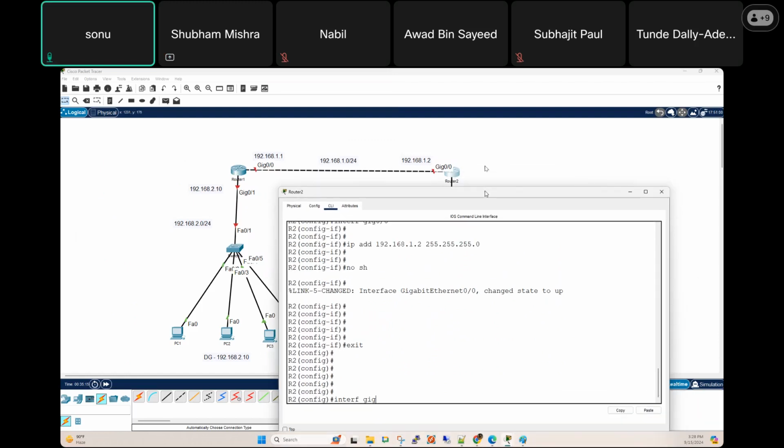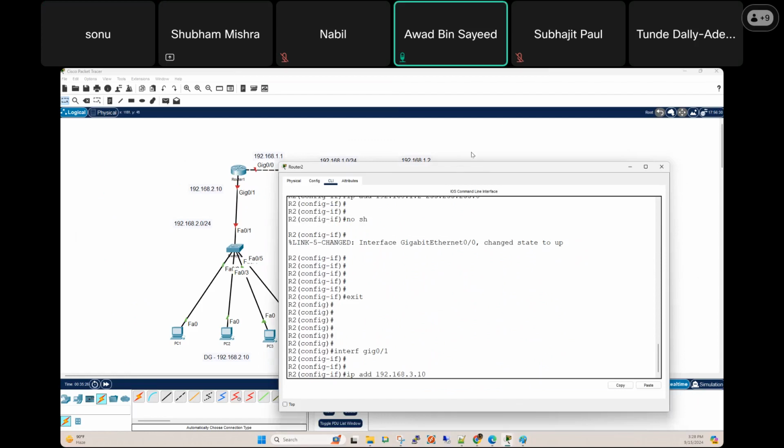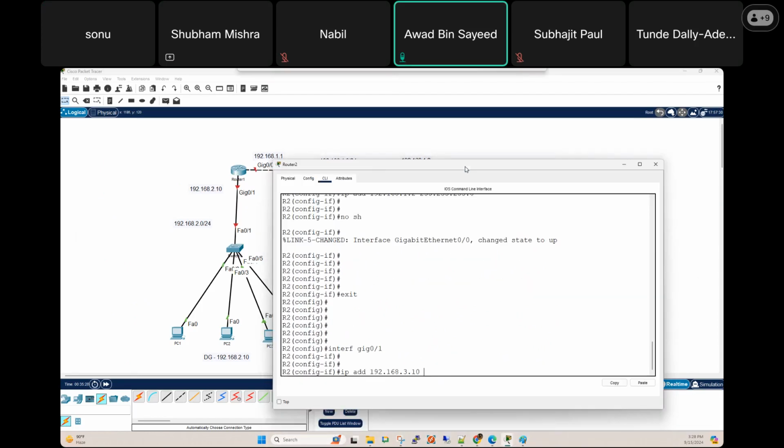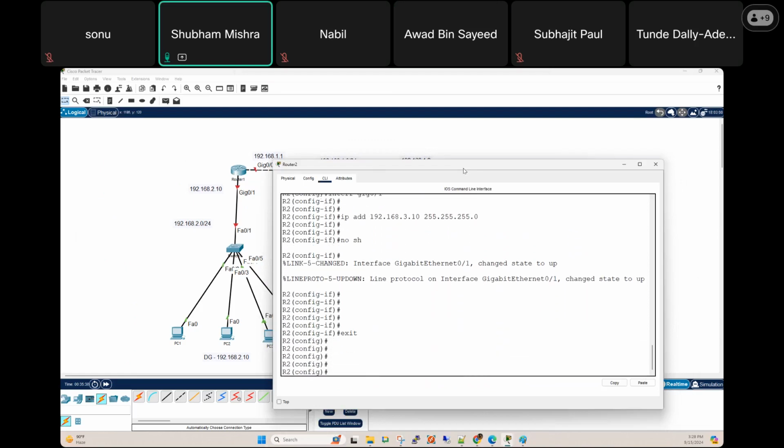Gig 0/1. IP address 192.168.3.10, subnet mask 255.255.255.0, and no shutdown. That means I configured the IP address.